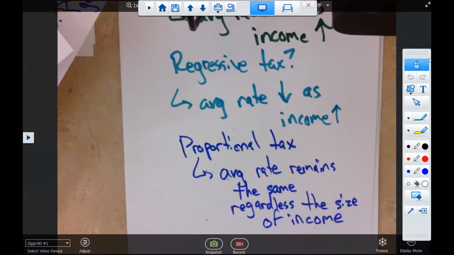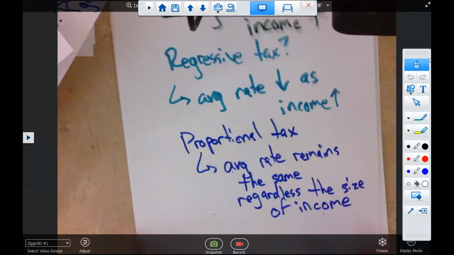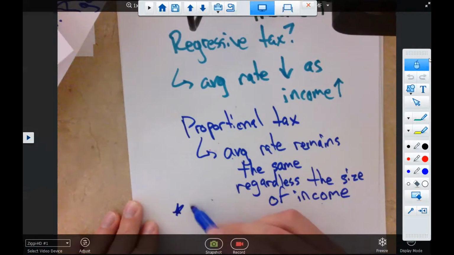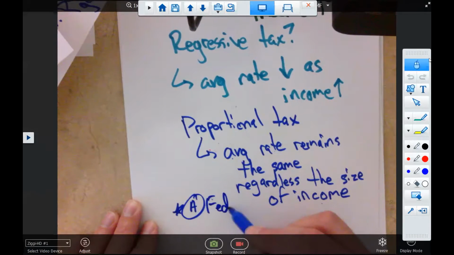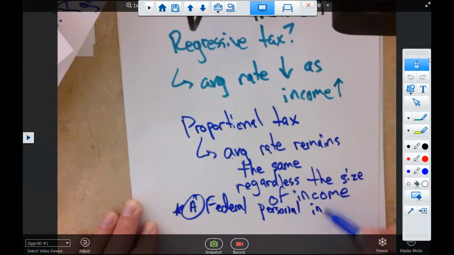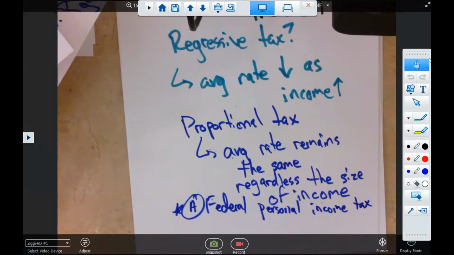So let's talk about different kinds of taxes. What about the federal personal income tax? Do we think that's progressive, regressive, or proportional? Progressive. So let's take a look real quick.